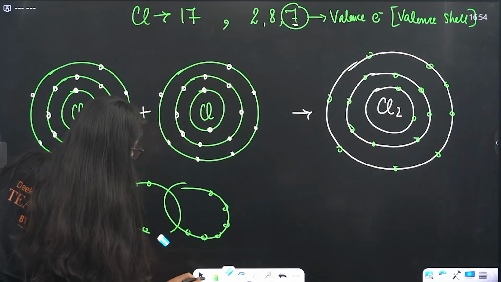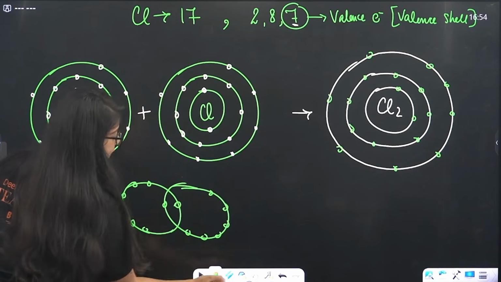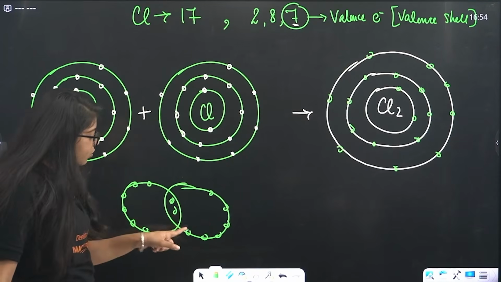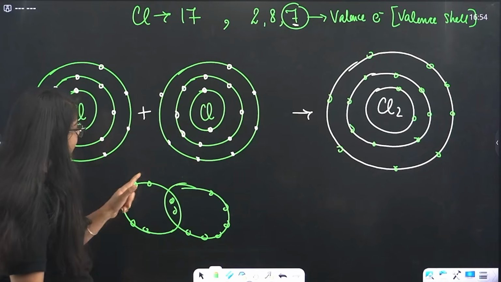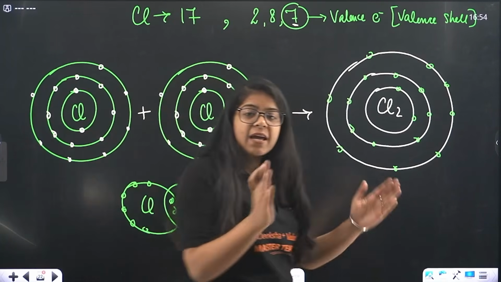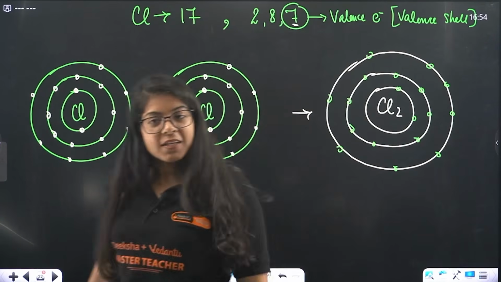So, and one here, I will just make this. Yes. So, they have 8 electrons now. 1, 2, 3, 4, 5, 6, 7, 8. So, both the chlorine atoms have 8 electrons and they are sitting together. So, they make Cl2. Understood?